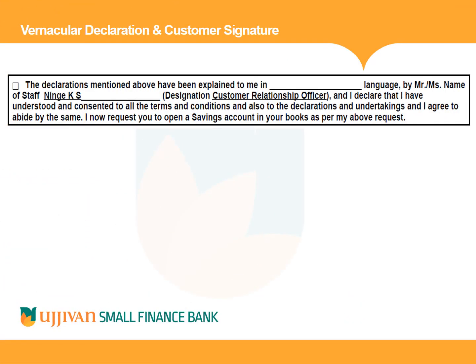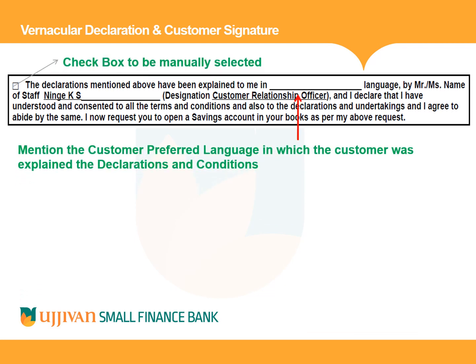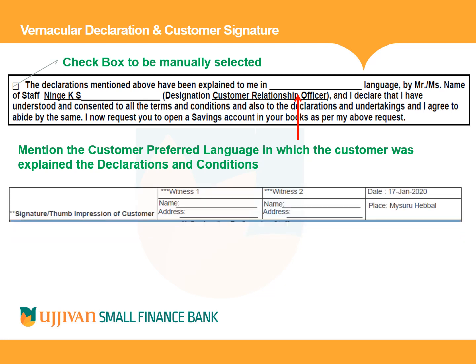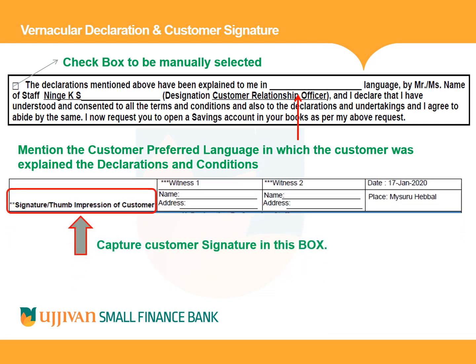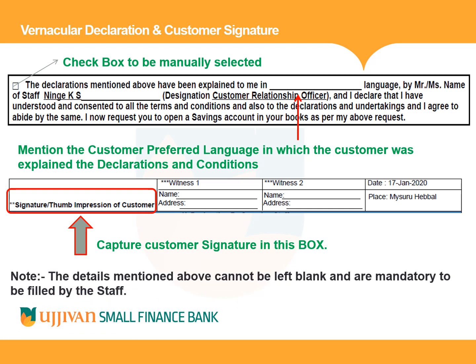Vernacular declaration and customer signature. The first checkbox is to be manually selected. Mention the customer preferred language in which the customer was explained about the declarations and the conditions. Capture customer signature in the box. Note, the details mentioned above cannot be left blank and are mandatory to be filled by the staff.